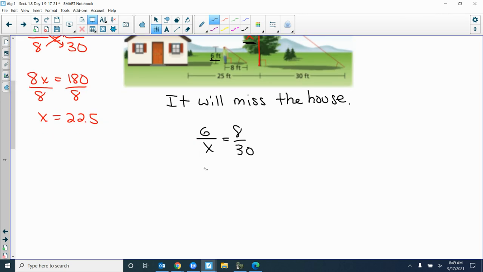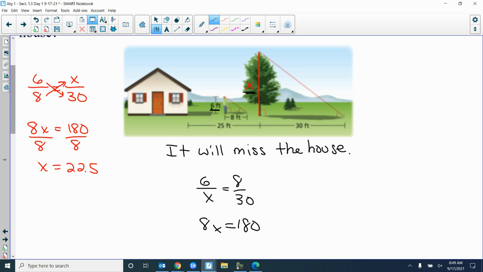And that'll give me 8X again. 8 times X is 8X equals 180. I still get the same answer. Okay, so there's more than one way you can set up that proportion. There are wrong ways to set it up. You can't do height over shadow equals shadow over height. It has to be the same thing.